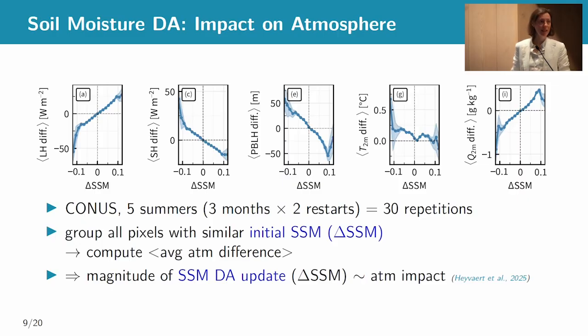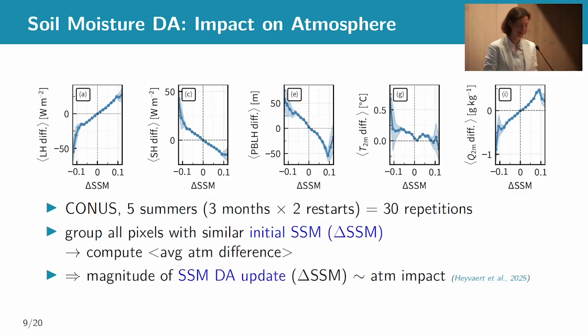And what you see nicely, so over entire CONUS, right? All of CONUS, and the 3 summer months. And for all those 14-day forecasts, I'm showing you that difference. And you see nicely that if we increase our soil moisture, we have more latent heat than if we decrease, we have less latent heat. So that's what we expect. But this is the impact of the data assimilation, right? So the data assimilation change results in an impact on the atmosphere.